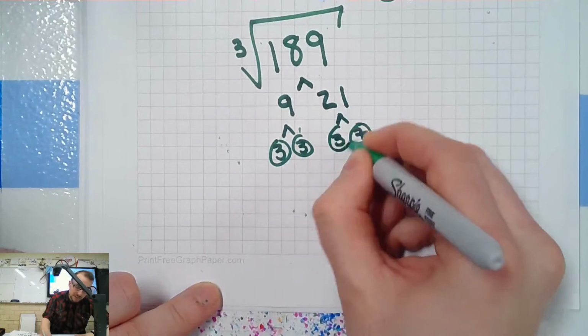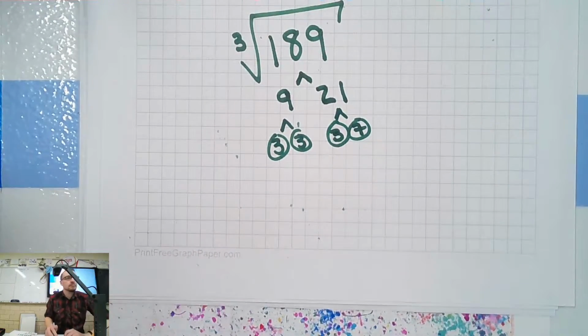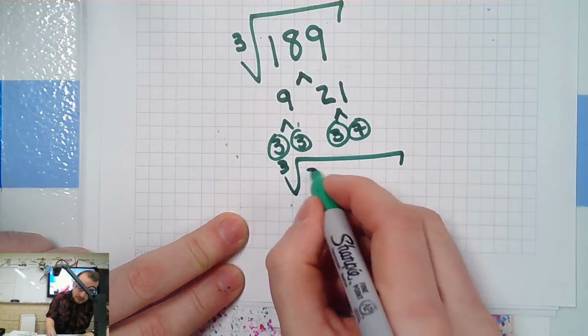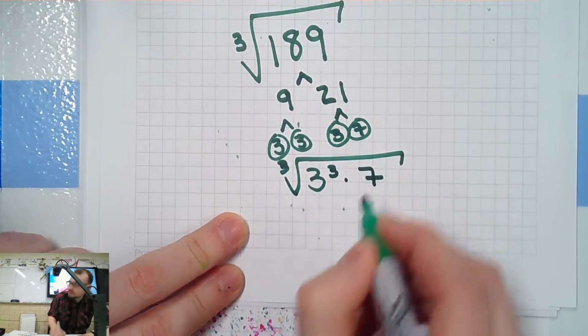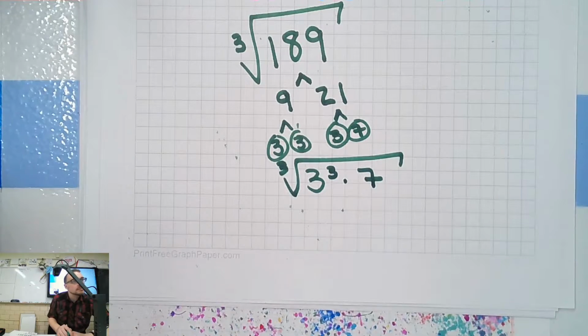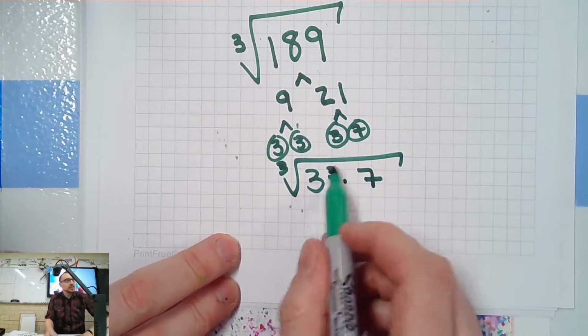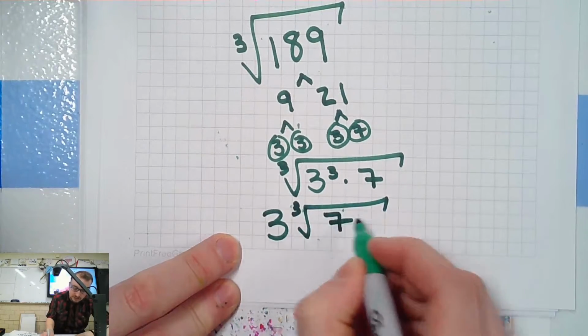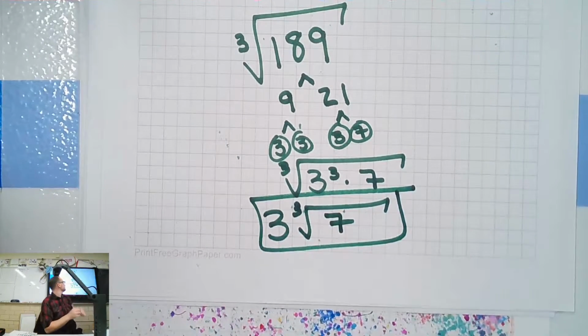Is it a perfect root? No. One is going to stay in, right? What we have here is the cube root of 3 cubed times 7, right? So only one stays out. It takes 3 to get out, right? So one 3 gets out, and 7 stays in. 3 times the cube root of 7.